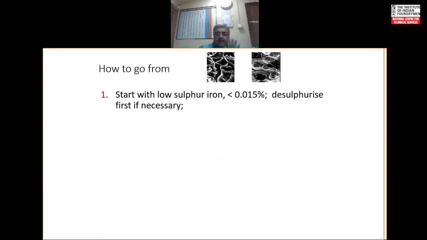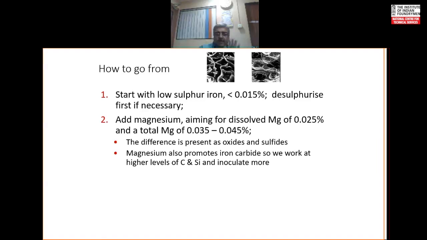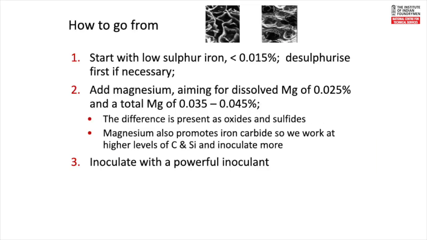A typical production cycle would start with low sulfur iron, less than 0.015, desulfurize the base iron if necessary, and add magnesium with the aim to dissolve around 0.25 magnesium, and total magnesium, depending on how much the losses will be, of 0.35 or 0.45. The difference is present as oxides and sulfides. Part of the magnesium will also get vaporized.